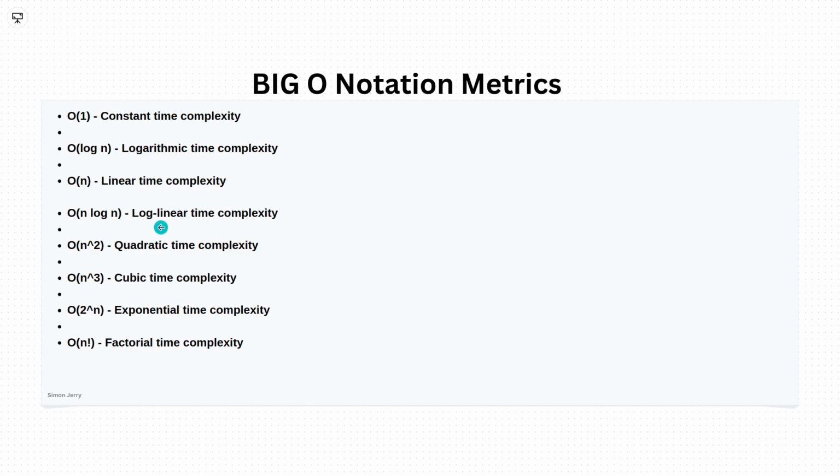So the next thing we want to do is to explore these metrics one after the other in detail.